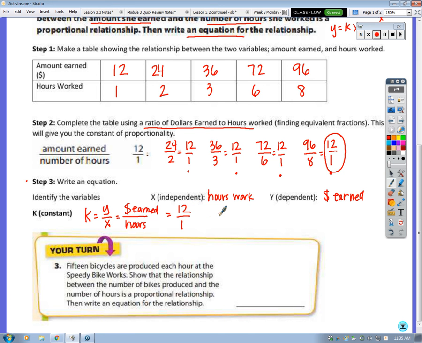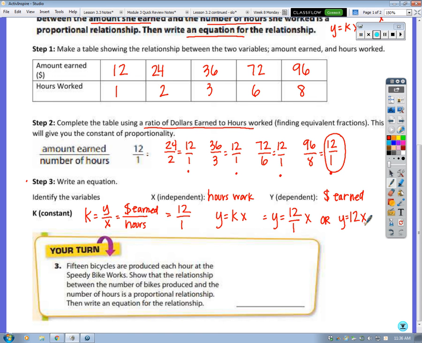So this means that my equation y equals k times x, meaning dollars earned is equal to the dollars per hour times my hours, would be y equals $12 per 1 hour times x, or y equals 12x, because anything over 1 can be simplified down to just that value itself. 12 over 1 can be just 12. And remember, when we put numbers next to each other like this, that indicates multiplication.